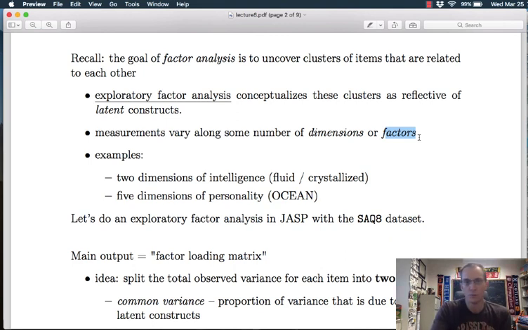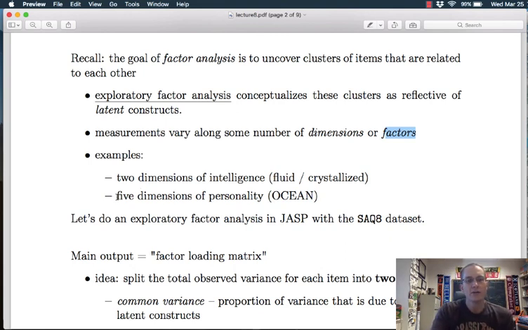To give you an example of what we mean by this, consider, these are pretty popular if you've taken any psychology courses before. Sometimes people will refer to 2 dimensions of intelligence. You conceptualize intelligence as consisting of fluid intelligence and crystallized intelligence.